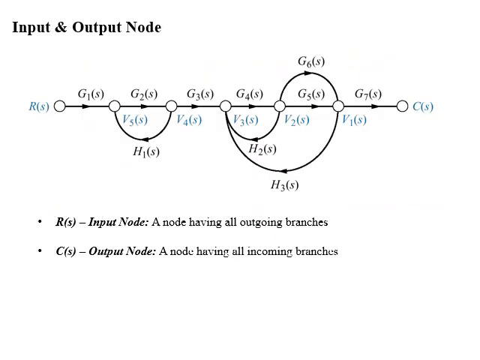Dear students, in this example, we have to find out the single transfer function for a given signal flow graph representation. First of all, we will define the input and output node. As a node having all outgoing branches is known as an input node, R(S) in this case is our input node. Similarly, an output node is a node which has all incoming branches. So if you see the figure, C(S) is the node which has only incoming branches. So C(S) is our output node.